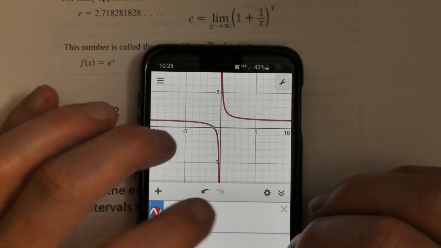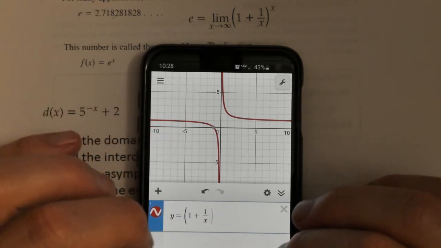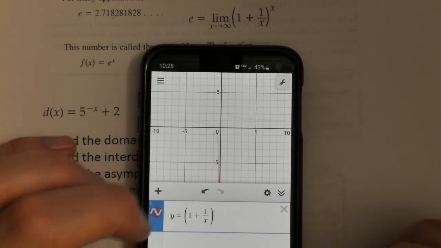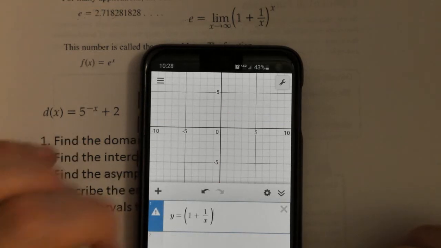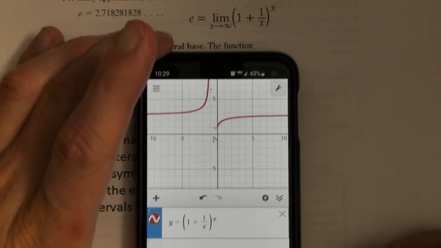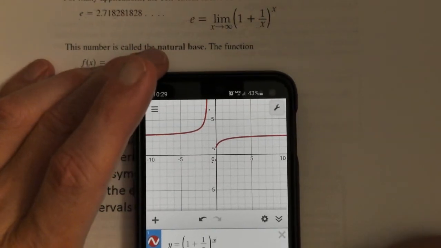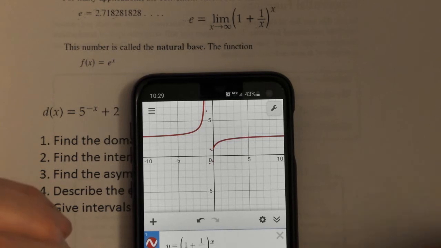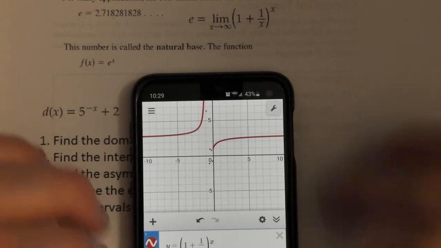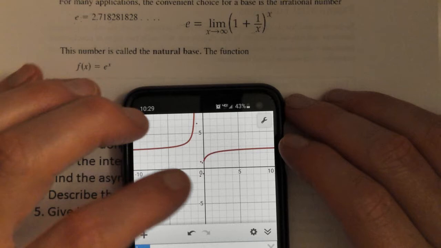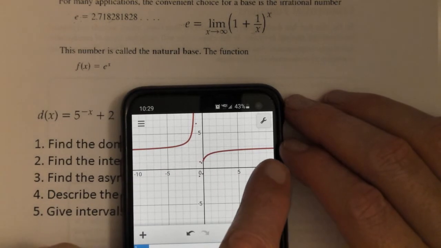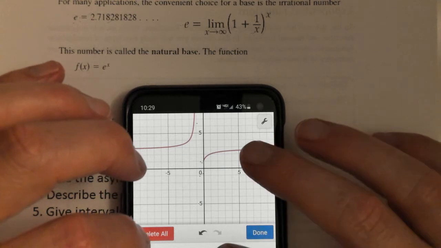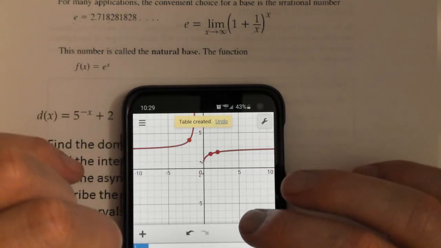We're going to come back here, we close it, and we're going to raise that up to the x power. All right, so there's my graph. Now if we wanted to take a look at the limit as x approaches infinity, in other words, what's the end behavior on this end, probably the best way to do that would be to add a table to this thing. So let's add a table here.